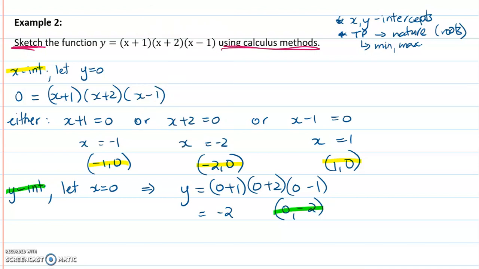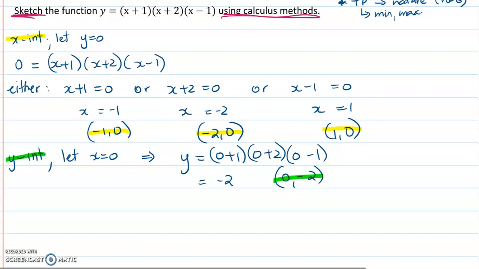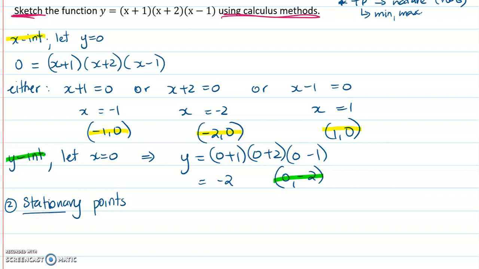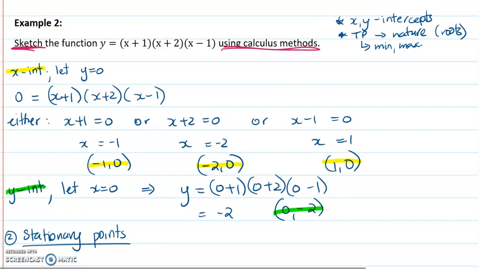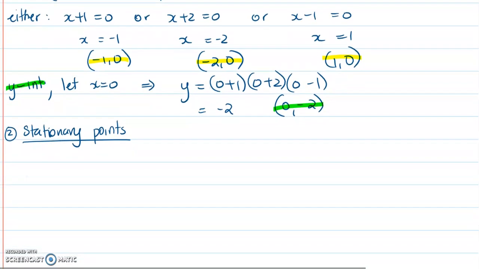Okay, so now that we've found our x and y intercepts, the next thing we want to do is to find our turning point and the nature of the turning point. So that's the second thing. So let's find our turning points, our stationary point, and the nature. Okay, let's write down over here that this is the first step to find your intercepts.